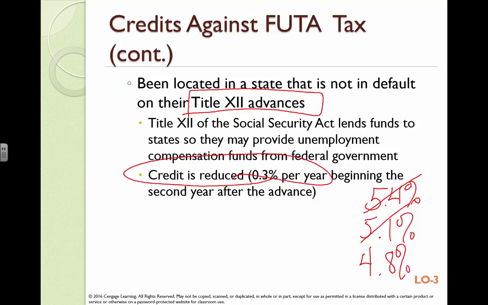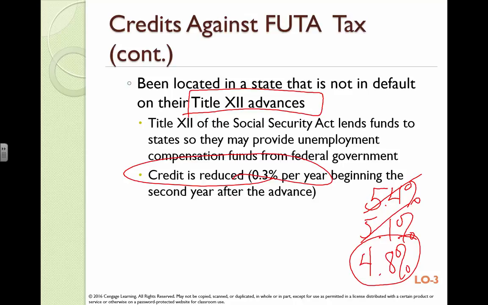It's 4.8. And now guess what? Your FUTA rate goes up again. So what we'll see when we start doing the 940, which is the tax return that we do to record and report our FUTA, is that there's a schedule that attaches to it that shows all the states and what this number is. In fact, in essence, how many years in default are they? Okay, and there's a number of them that are still in default.